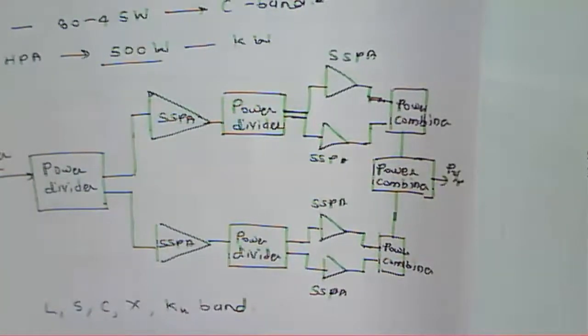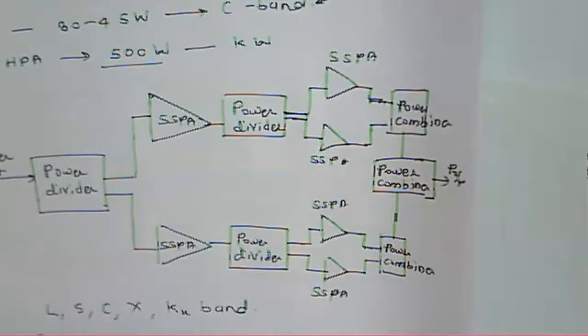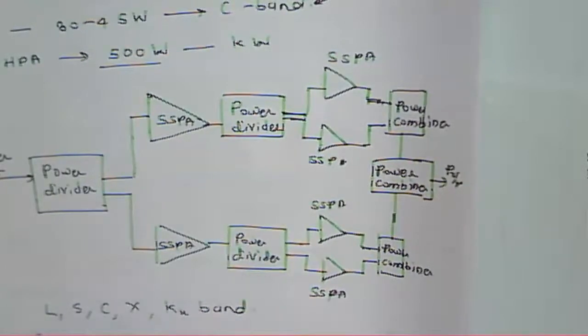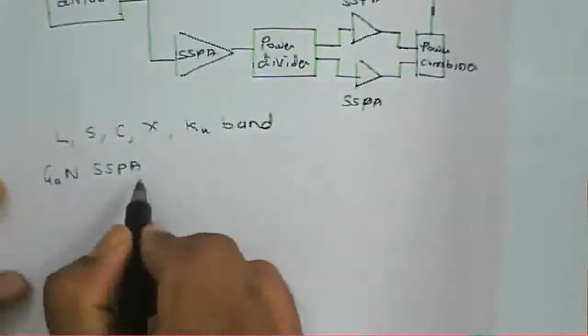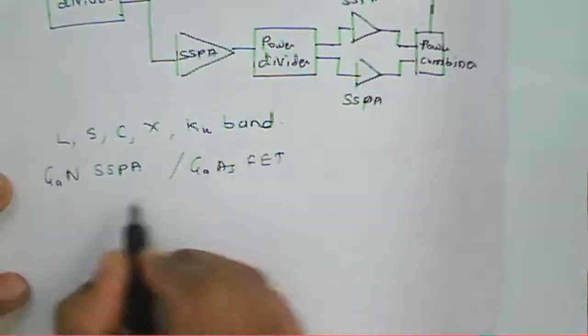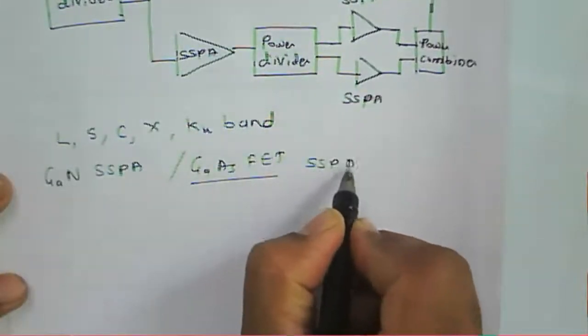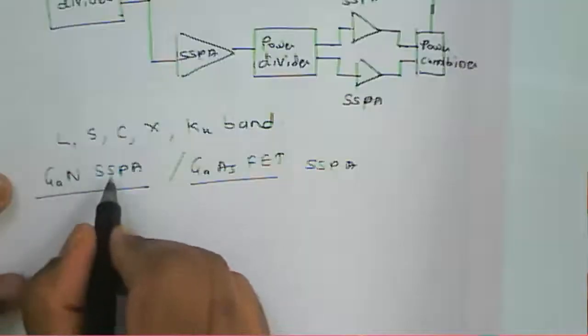So we can use a GaN SSPA. Earlier we had a gallium arsenide FET SSPA here. Instead of that gallium arsenide FET SSPA, we can use a gallium nitride SSPA.